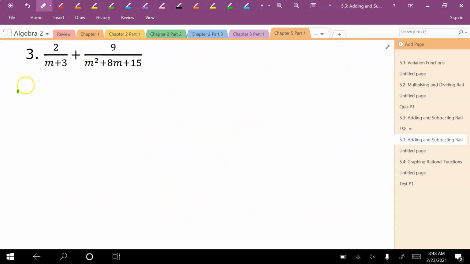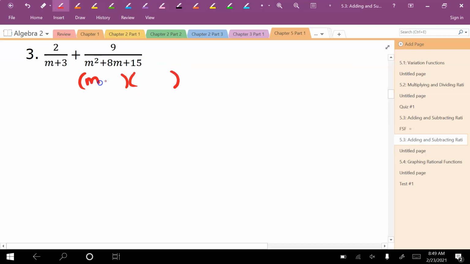Okay, number 3 here. Let's factor the denominators first. So we have m plus 3 on the first one, and then we have m squared plus 8m plus 15. Which denominator needs to be factored, the first one or the second one? Second one, because it says m squared plus 8m plus 15. There's nothing I can do with m plus 3. I can't take anything out. So let's try to factor this just like we were factoring up above.